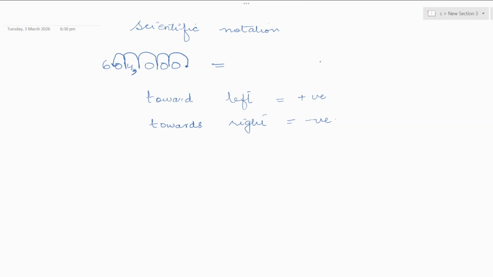So we have to write it in the form of 10 raised to the power 5. Now the decimal is after 6. It would be 6.04. The rest of the zeros we won't write because we have accounted for them in the form of 10 exponent 5.